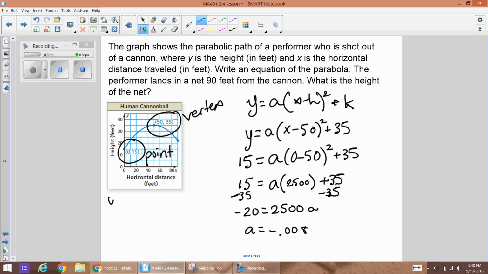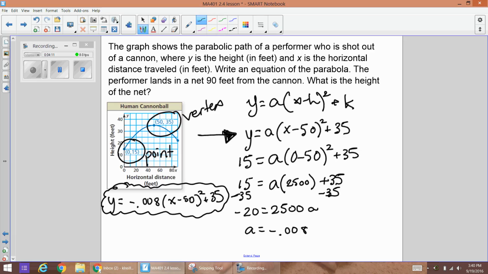So an equation of this parabola is y equals negative 0.008 times, and now I'm using this equation right here. And that's part of the reason I wrote it separately, because now I know exactly where to write everything. It's the quantity of x minus 50 squared plus 35. So that is one answer. That is the equation.